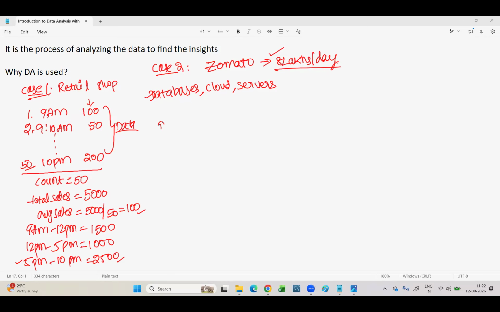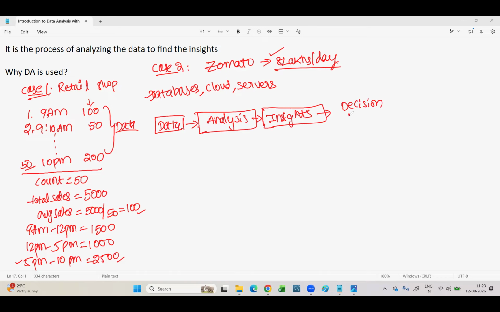Whenever a company shares its data, they are going to perform analysis. Who will do this analysis, guys? We, the data analysts, you and me, are going to do this analysis. Once you do analysis, you are going to find insights. These insights will give you a better understanding of your business, so that they can make decisions. If you can understand where you are lagging, you can make decisions on that particular place.